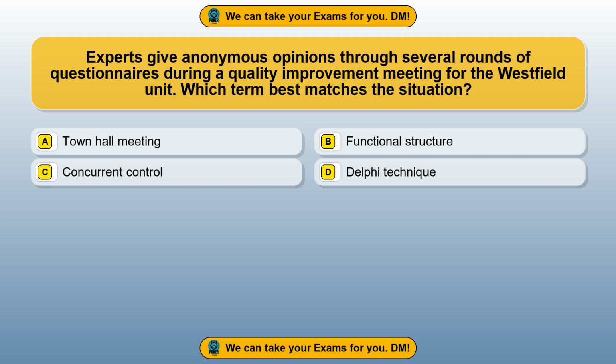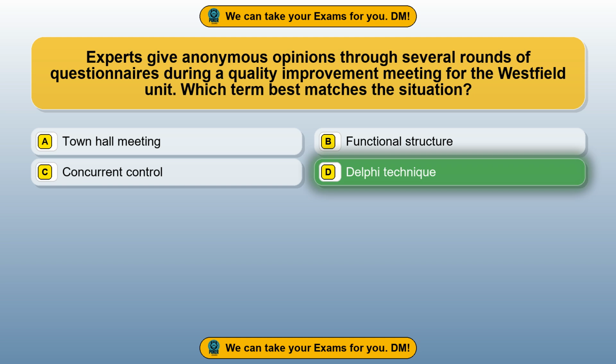Question 21. Experts give anonymous opinions through several rounds of questionnaires during a quality improvement meeting for the Westfield unit. Which term best matches the situation? Option A, town hall meeting. Option B, functional structure. Option C, concurrent control. Option D, Delphi technique. The correct answer is option D, Delphi technique.